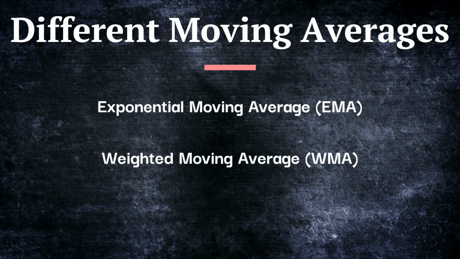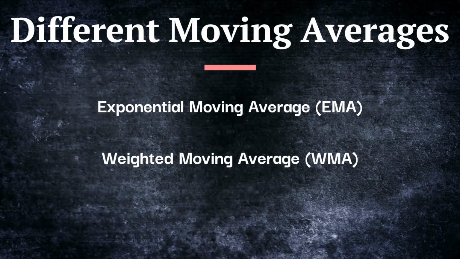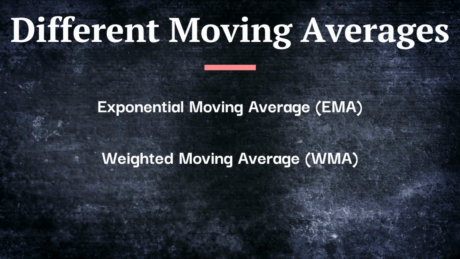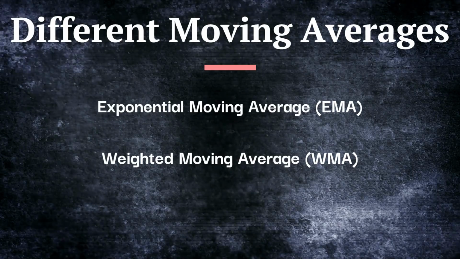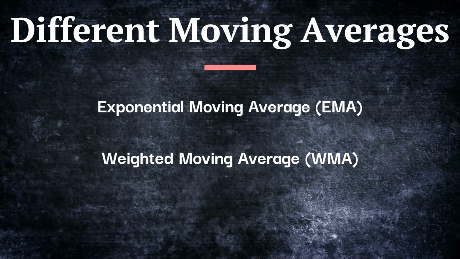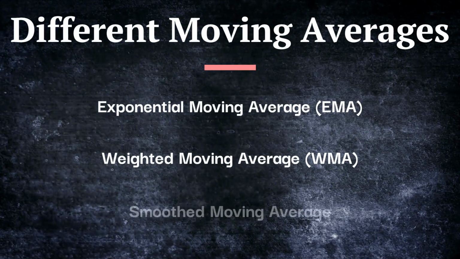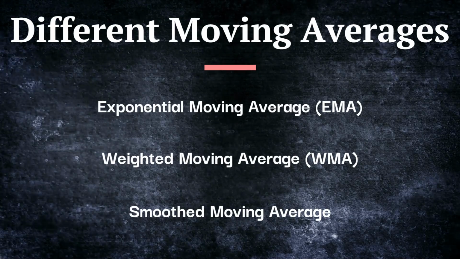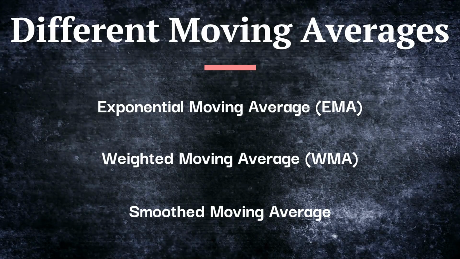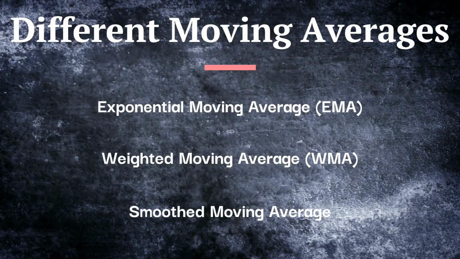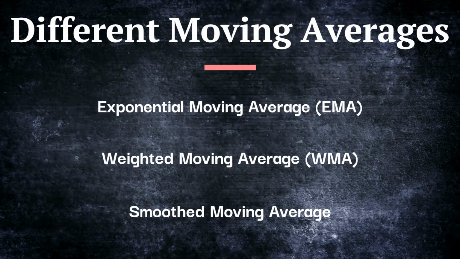Another common type of moving average is the weighted moving average, or WMA. This type of moving average assigns different weights to the data points, with more weight being given to the most recent data. This can help to smooth out the line and reduce the lag that is present in other types of moving averages. Lastly, there is the smoothed moving average, which is a type of moving average that uses a combination of a simple moving average and the previous period's moving average to smooth out the line. This can help to reduce the lag even further, making it a popular choice among traders.